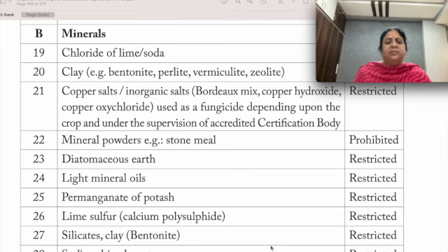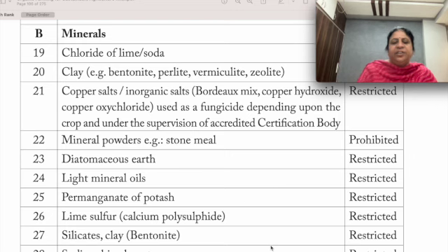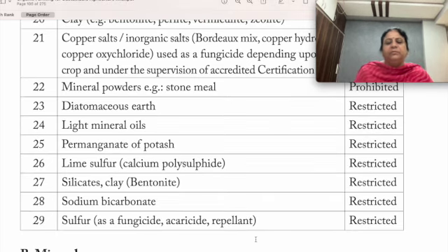Diatomaceous earth, restricted. Light mineral oils, restricted use. Permanganate of potash, restricted. Lime sulfur, calcium polysulphide, restricted. Silicates, clay, especially bentonite, restricted. Sodium bicarbonate, restricted. Sulfur as fungicide, acaricide, repellent, restricted.